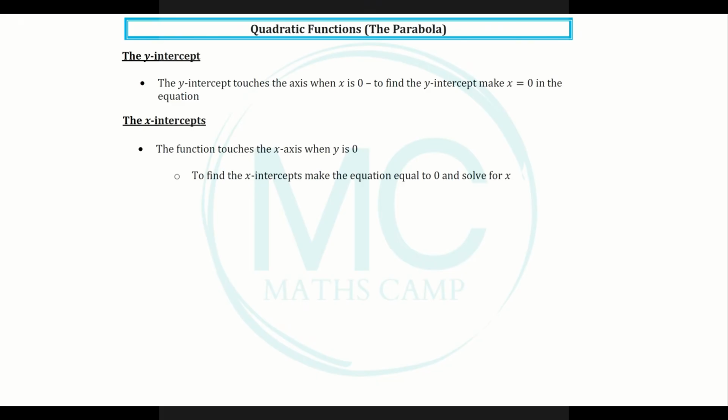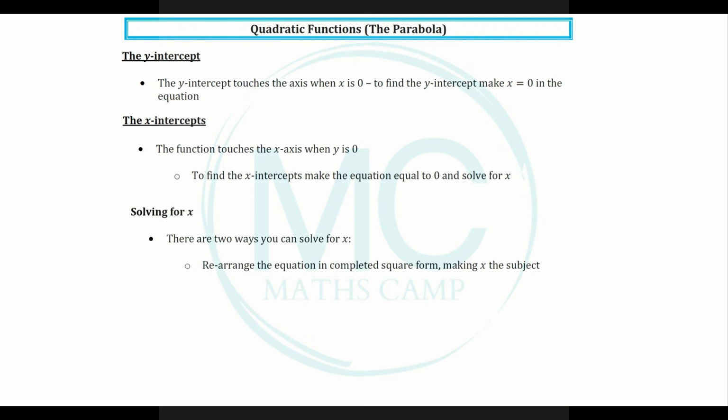There are two ways that you can solve for x. You can either rearrange the equation in completed square form, making x the subject, or use the quadratic formula. To solve for x, you can factorize and then attempt to solve, but it is very rare that x-intercepts are whole numbers or fractions. And in many cases, you will have large values of a or large values in your quadratic. And factorizing can be very time consuming. So always use the quickest method.